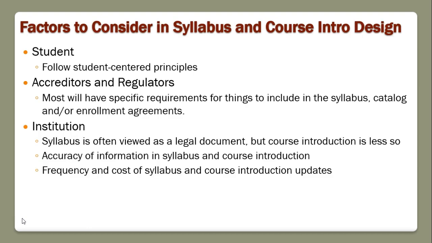So in designing a syllabus, there's several factors to consider. So one is, as I mentioned, student-centered principles. The other is you have to do what your accreditors and regulators say. Most will have specific requirements for things to include, at least in the catalog and often enrollment agreements. Our accreditor actually has checklists for those things, and our state that we're licensed in also has checklists to make sure that we have all those things.